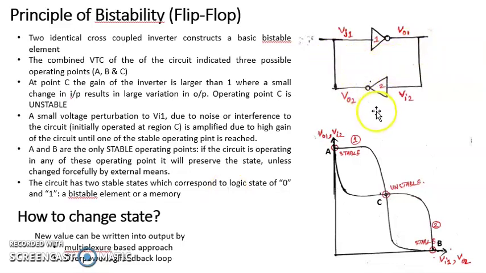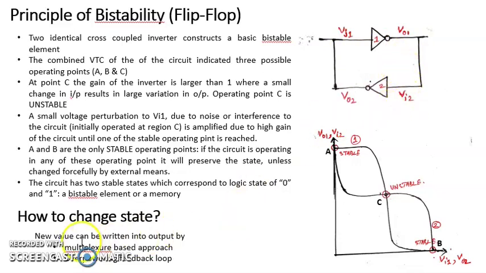Now, a bistable element of this kind is useful only if we can change the state from one operating point to the other. If it stores 0, then there should be a provision to change the state from 0 to 1. And if it stores a value 1, then there should be a provision to change it from 1 to 0. If you cannot change the state from one operating point to the other, the system is not useful.